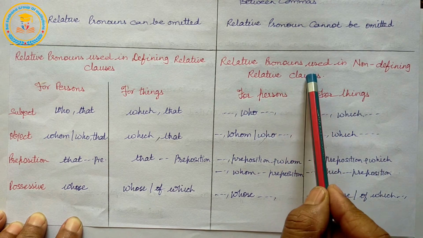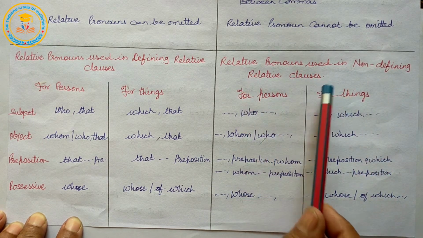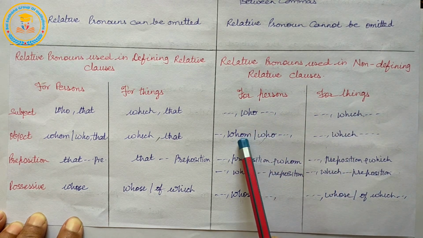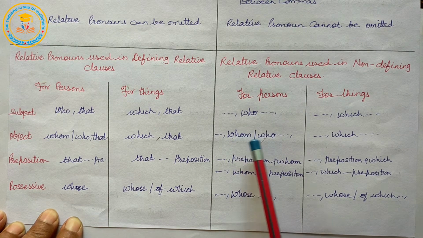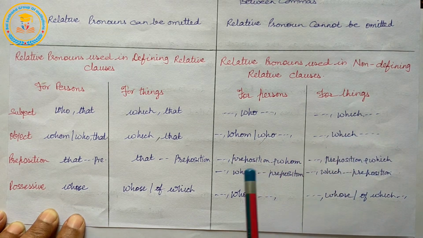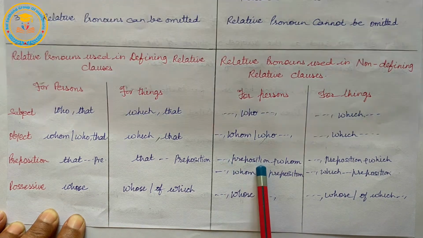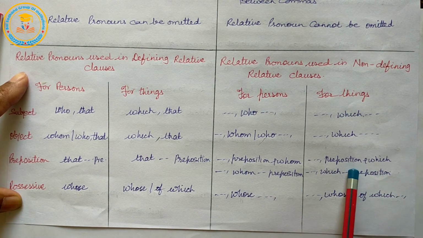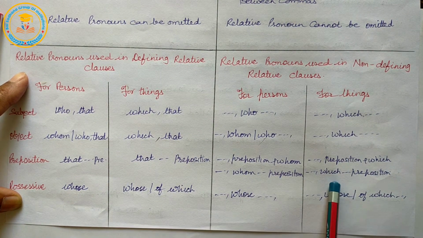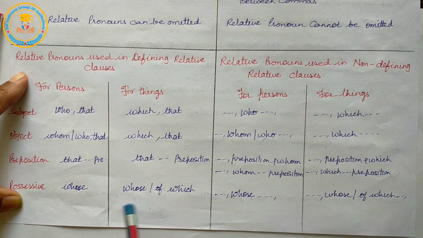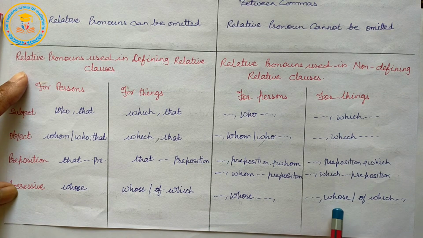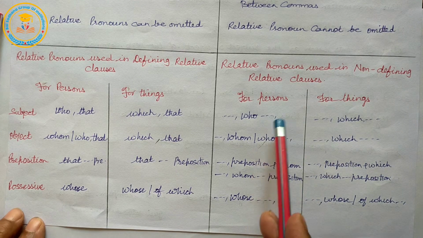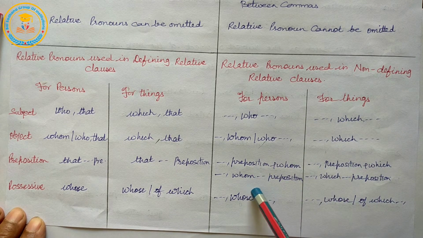And relative pronouns used in non-defining relative clauses: for person who, for thing which; object for person whom, who, and for thing which; preposition same as before, preposition plus whom, or preposition plus which; possessive whose or of which. So these are the relative pronouns used in non-defining relative clauses.